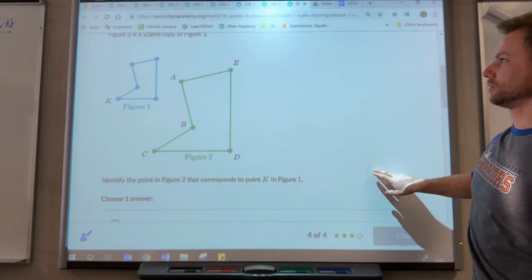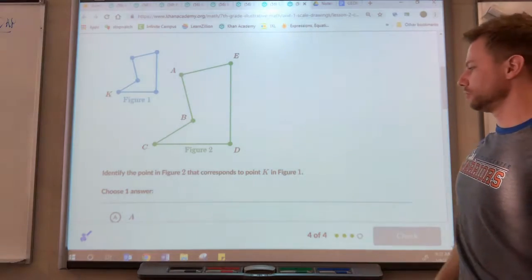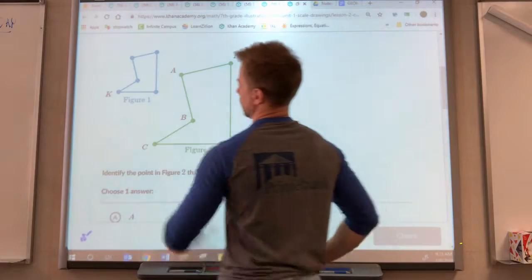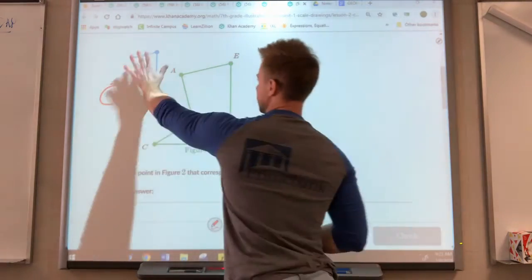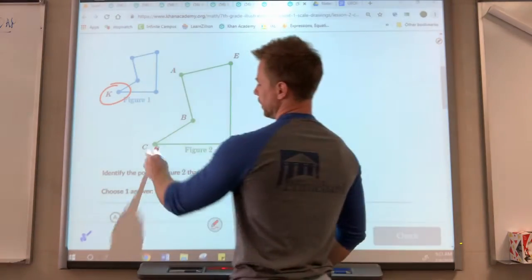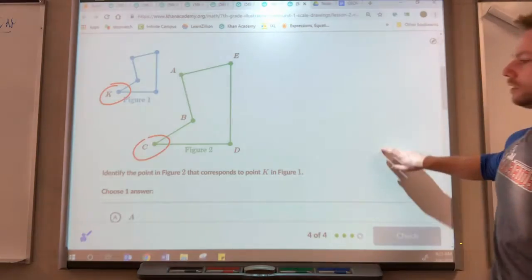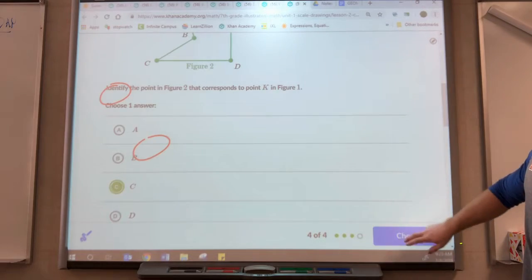Okay. It says here, identify the point in figure 2 that corresponds to point K in figure 1. Okay, here's point K. Again, if we're going to take this one and overlap it with this one, it would be in the same position as C. So then we know that point C corresponds to point K.